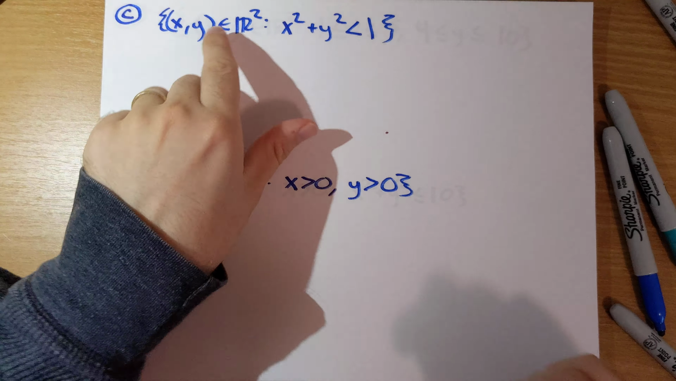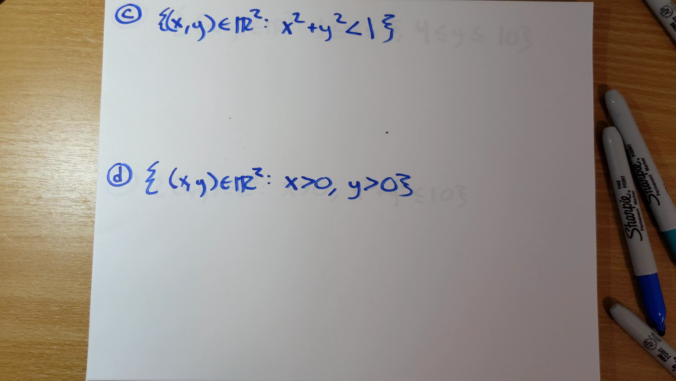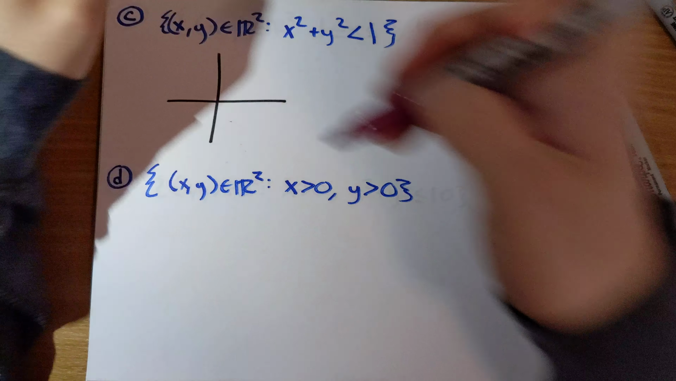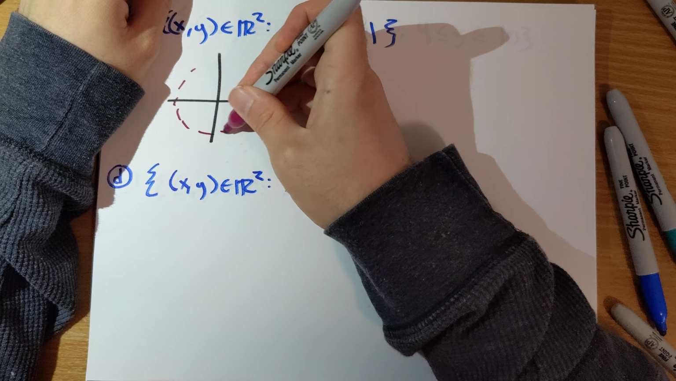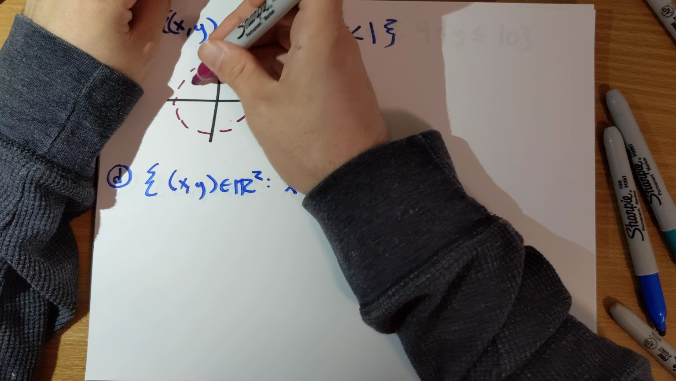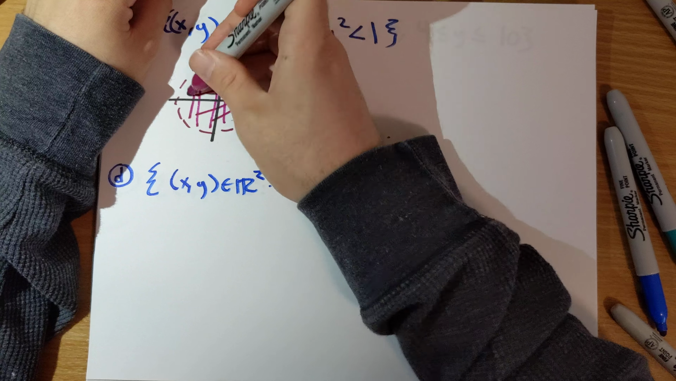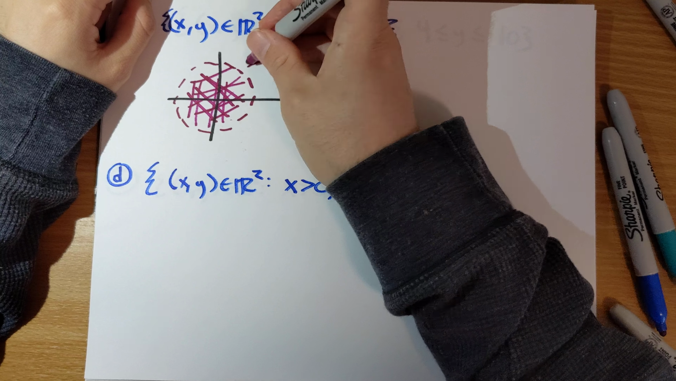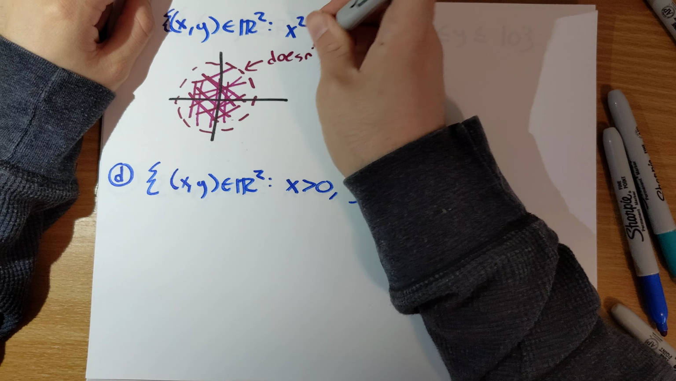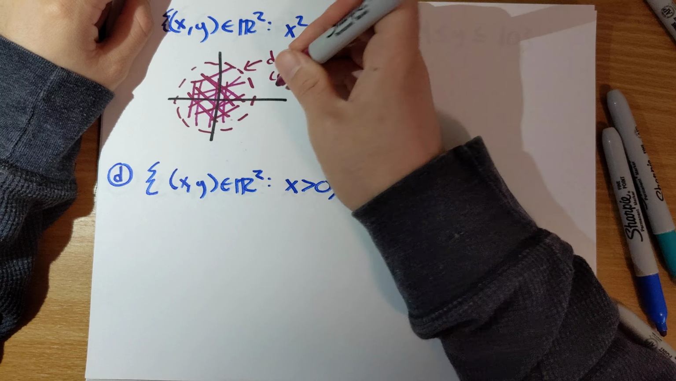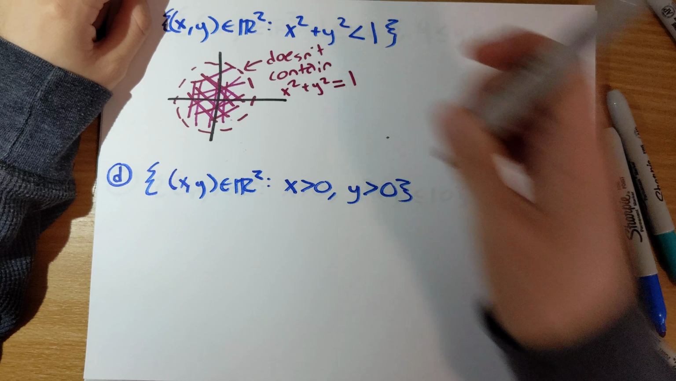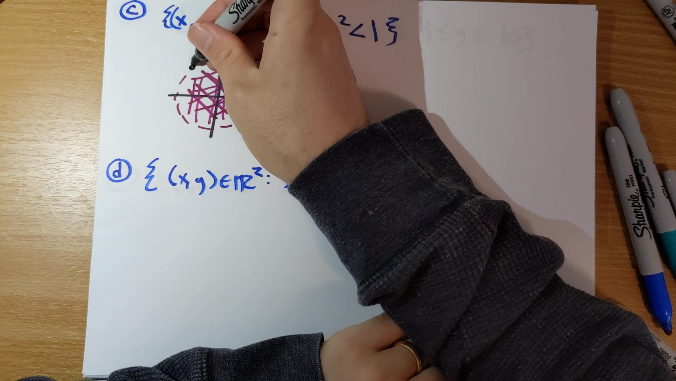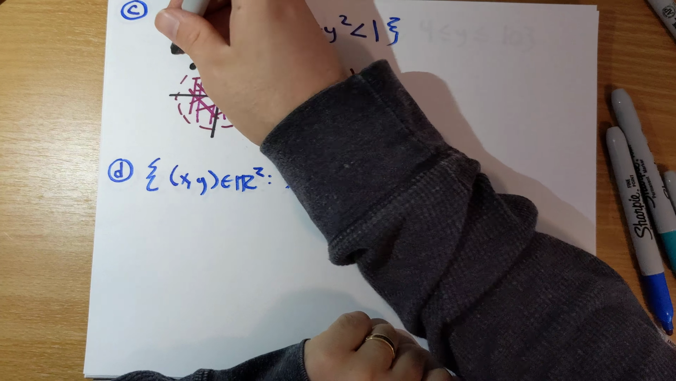Okay, part C here, x, y is in the plane such that x squared plus y squared is strictly less than 1. Okay, so the idea here now is that this is a filled in circle that does not contain the boundary. It doesn't contain x squared plus y squared is equal to 1. X squared plus y squared needs to be strictly less than 1. So points on the boundary, that's not in the set.